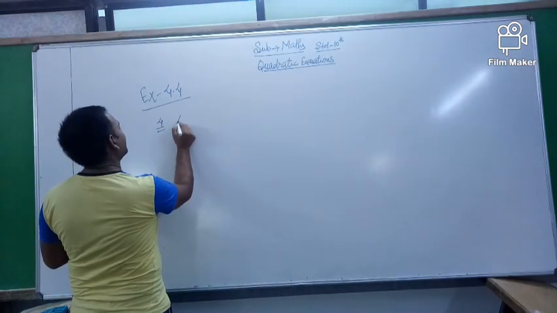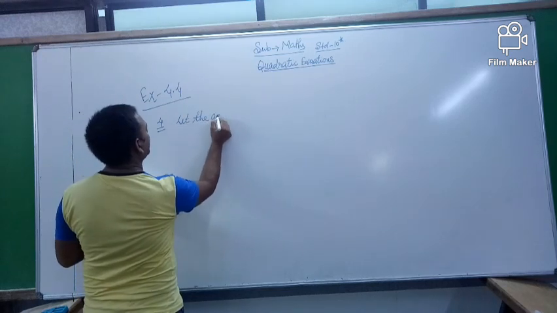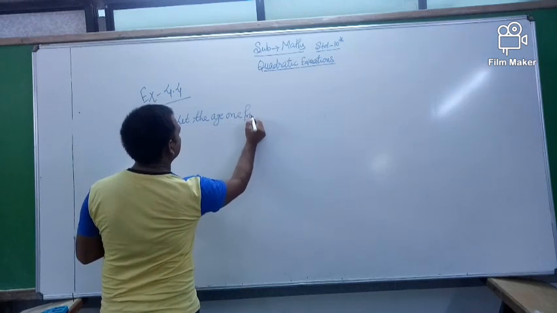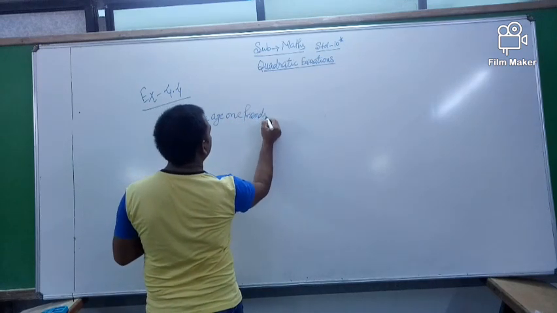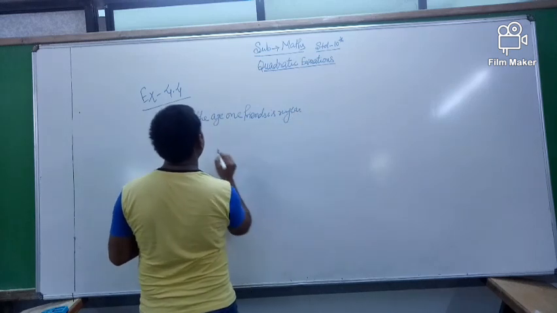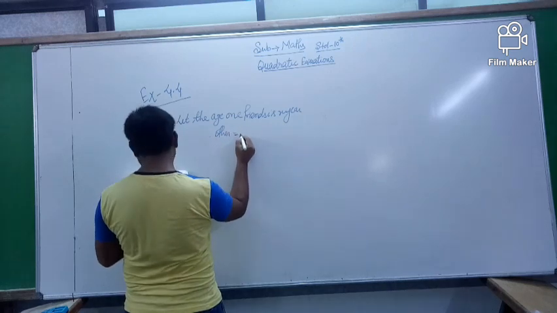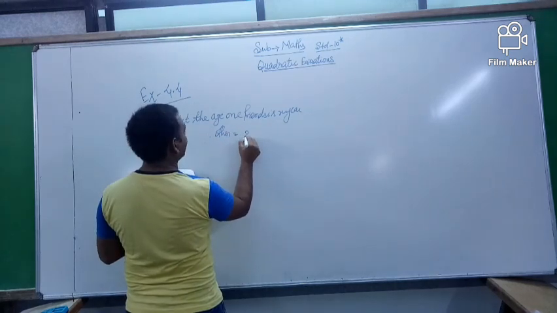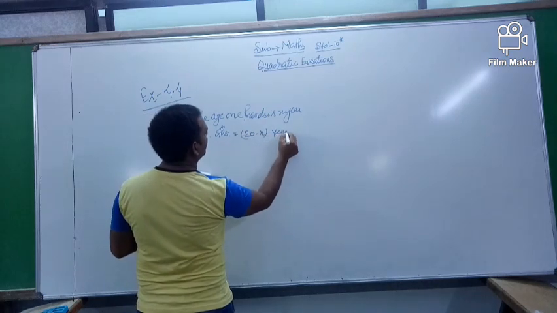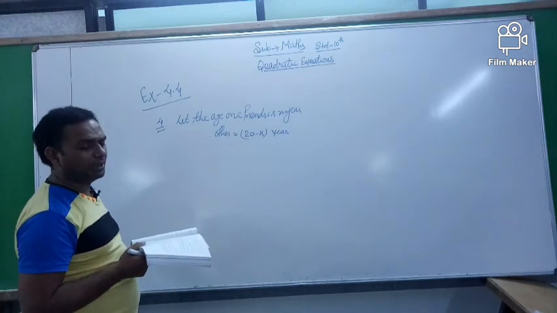I say let the age of one friend be x years. Therefore, the other is equal to 20 minus x years, because the sum of both ages is 20.